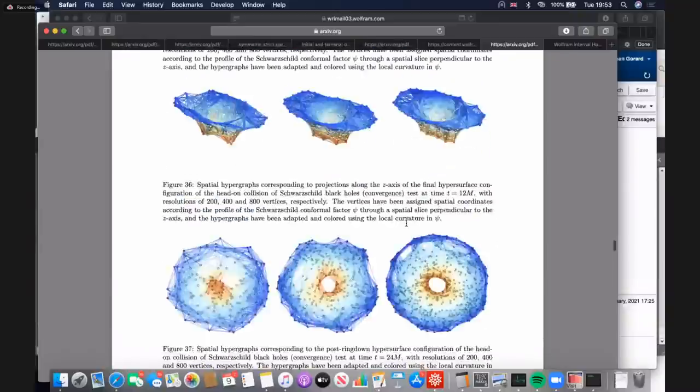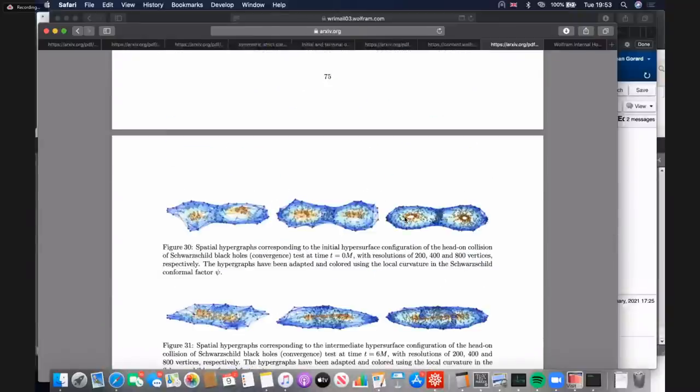Why does it track the value? Because the curvature is determined from the hypergraph. If the scalar parameter evolves and the value gets higher in certain areas, the hypergraph gets finer in those areas, and as it drops below a certain value in different areas, the hypergraph gets coarser in those areas. So the regions where you have lots of hypergraph vertices correspond to the shape of the scalar value. Okay, so that's the basic setup.